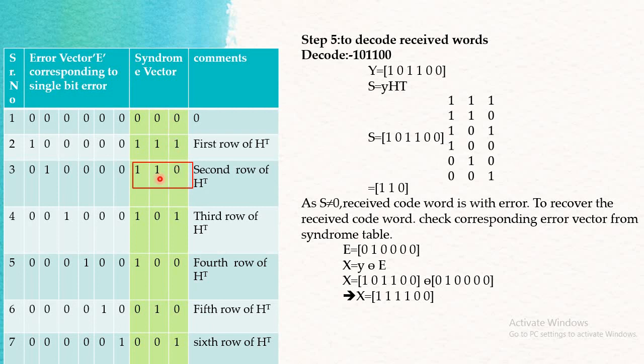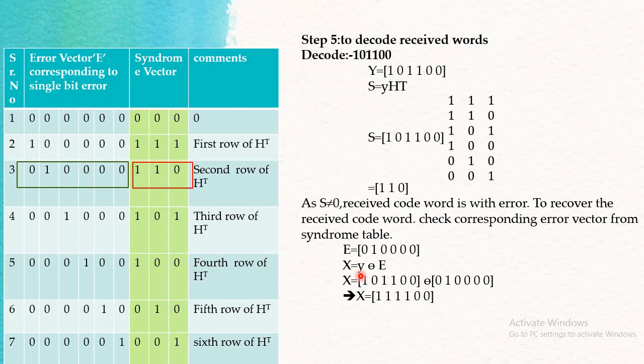Okay, so once the syndrome vector is found in the table, we have to find the respective corresponding single bit error. So this is the corresponding single bit error or the error vector. So what we come to know is that the error is present at the second bit, and then for recovery what we have to do is just note down the respective error vector, that is 0 1 0 0 0 0. So x is equal to y XOR e.